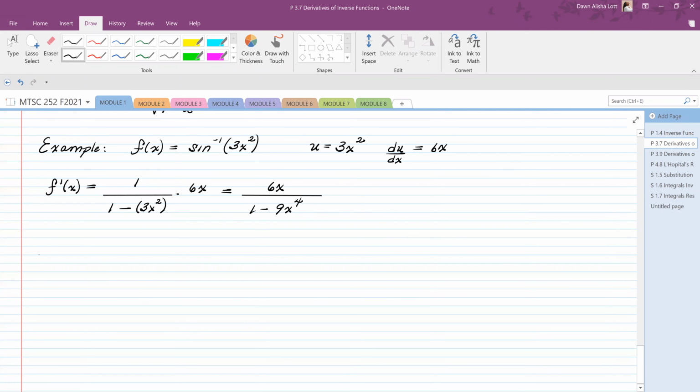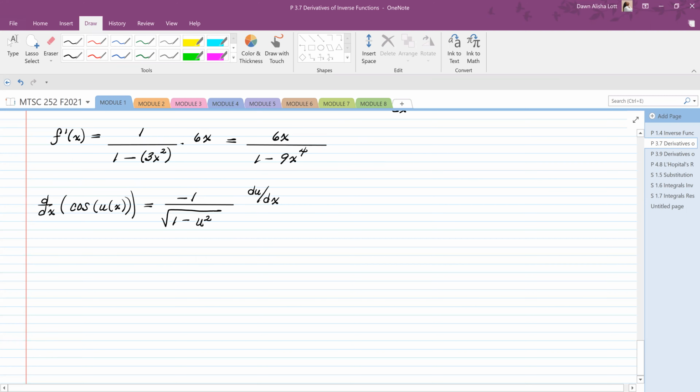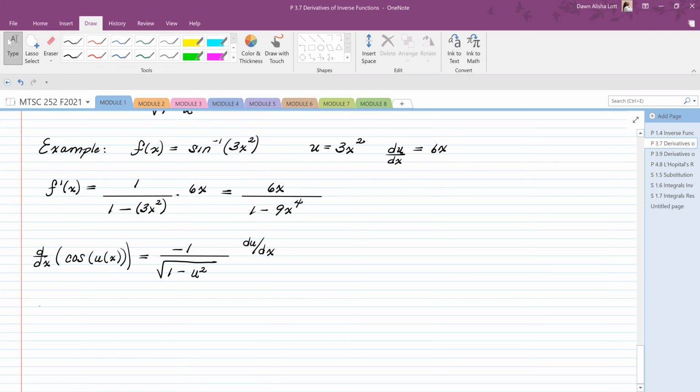And the same is true for all the rest of them. The derivative with respect to x of the cosine inverse of u of x is -1 divided by the square root of 1 minus u squared times du dx. Okay, you guys with me? I know this is a lot. We're just getting started. This is cosine inverse.